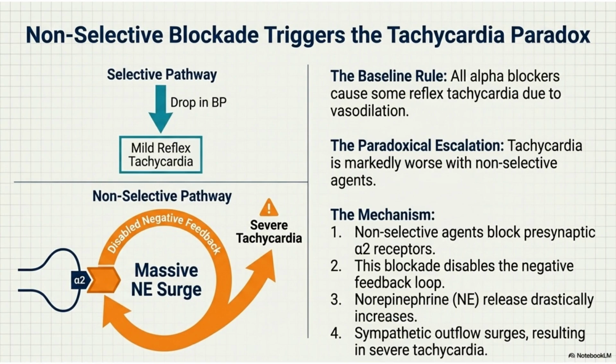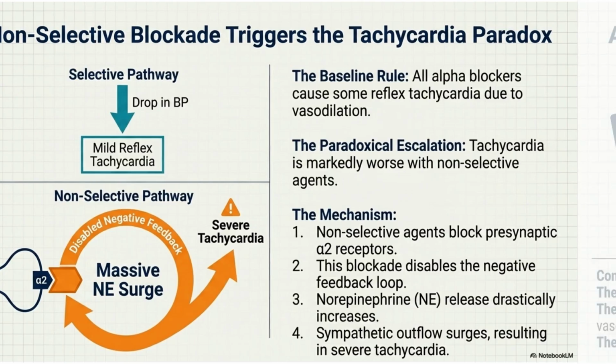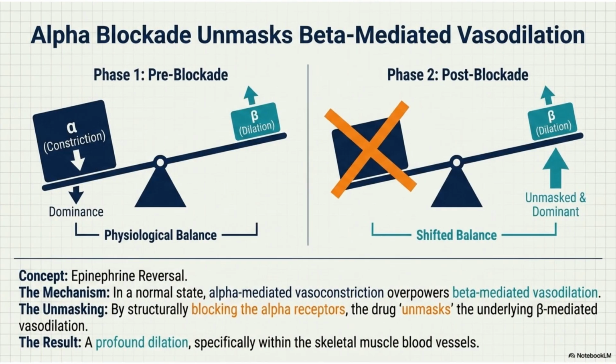Non-selective blockade triggers the tachycardia paradox. While all alpha blockers cause some mild reflex tachycardia, non-selective agents cause severe tachycardia. This is due to the blockade of presynaptic alpha-2 receptors, disabling the negative feedback loop and causing a massive norepinephrine surge. Alpha blockade unmasks beta-mediated vasodilation, a phenomenon also known as epinephrine reversal.